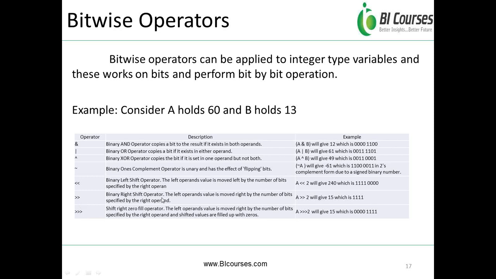If a is less than 2, then it will move 2 bits. Okay, it moves towards the left 2 bits. In the same way, a greater than 2, it will shift towards the right 2 times. And the shift right zero fill operator, the left operand's value is moved right by the number of bits specified by the right operand. So you can practice these operators using a sample program.